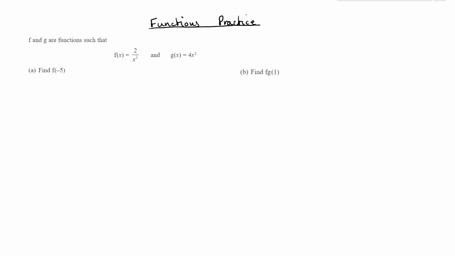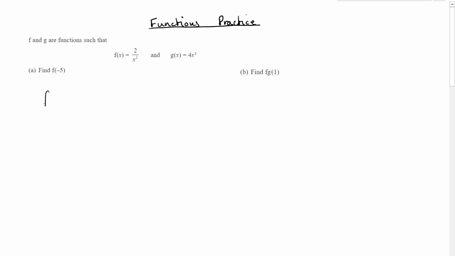Okay, so in this video we're going to look at some functions questions and do some practice in being able to solve these questions. Okay, so they've first given us 2 examples of functions. So we've got f of x is 2 over x squared and g of x is 4x cubed. And first thing they want us to do is find what is f of minus 5.